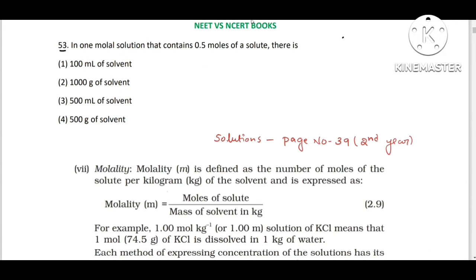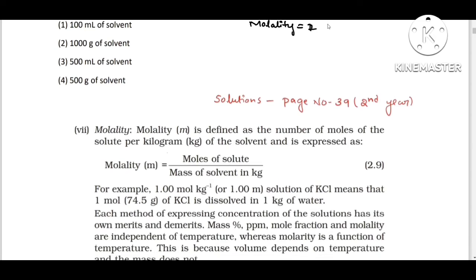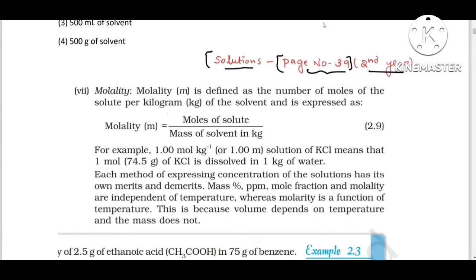In a 1 molar solution that contains 0.5 moles of solute, here they have given that molarity is equal to 1. Now let us check the NCERT concept. This question is from Solutions from the Intermediate Second Year textbook, page number 39. If you have any doubt, please go and check the textbook. Now let us see the molarity definition. The molarity is defined as the number of moles of the solute per kilogram of the solvent, expressed as molarity M equal to moles of solute by mass of solvent in kg.